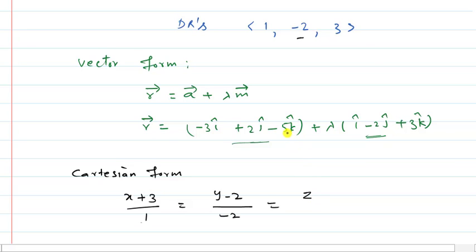z minus z1. z1 is minus 5 over here. So we'll write z plus 5 upon C. C is 3 over here. So it is 3 is equal to lambda. So this is the Cartesian form of the line and this is the vector form of the line.